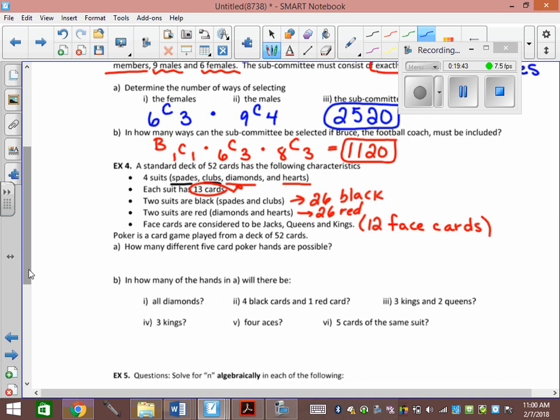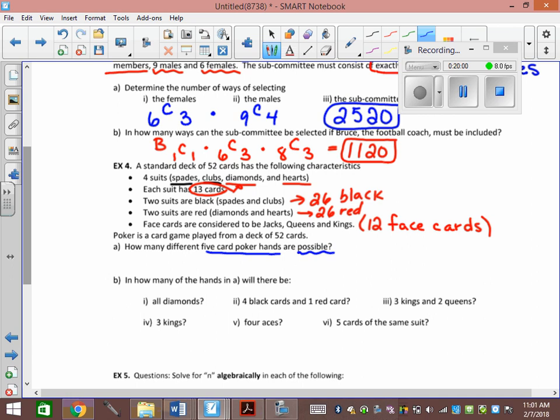Now, we can't assume that in most games you have a 5-card hand, but you might be playing Crazy Eights and have an 8-card hand. So there's no such thing that every single card game has 5 cards. You have to read, because they'll tell you how many cards it needs to have. So this one says, how many different 5-card poker hands are possible?